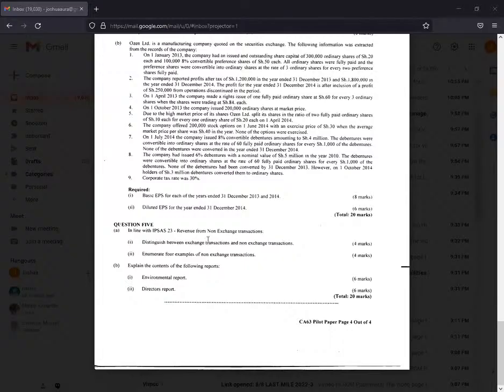Yani this lesson imewafunza vitu mzuri sana. Distinguish between exchange transactions and non-exchange transactions. Out of 4, always talk about it. Enumerate 4 examples of non-exchange transactions. Explain the contents of the following reports: environmental report, director's water report. Look at those number of marks.